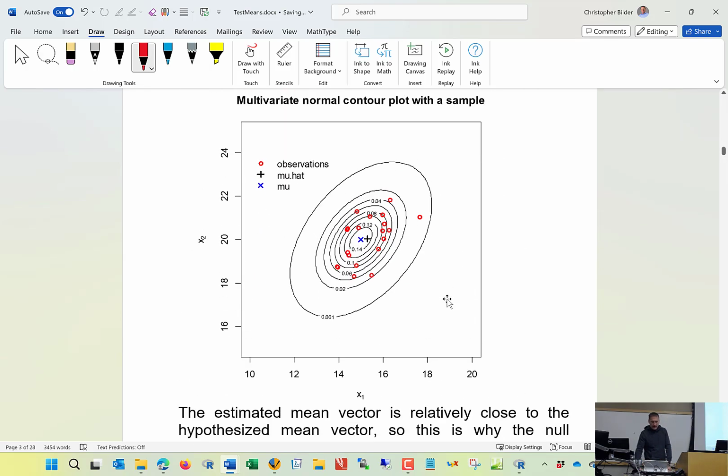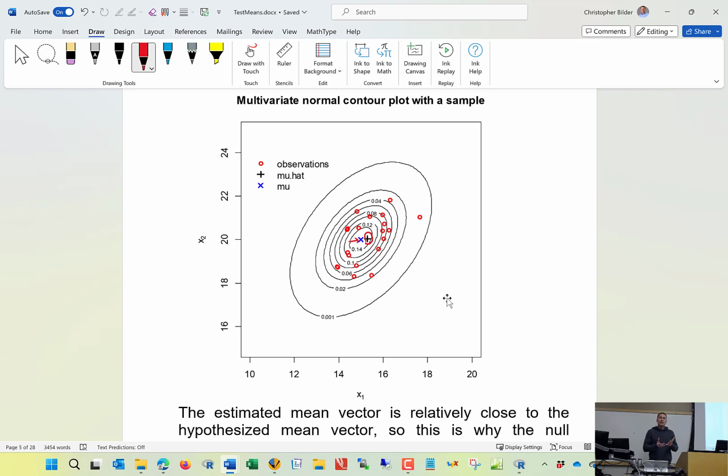If I page down a little bit here, you can see a scatter plot of the data. That's what's in red. We have x1 on the x-axis, x2 on the y-axis for our two different variables from the bivariate normal. The actual true mean for this population is denoted by this blue X there. Also I've put in there the contours of the corresponding multivariate normal distribution using methods that we talked about earlier in the course. The actual observed mean vector is denoted by the plus sign. And so we can see that they're relatively close to one another.